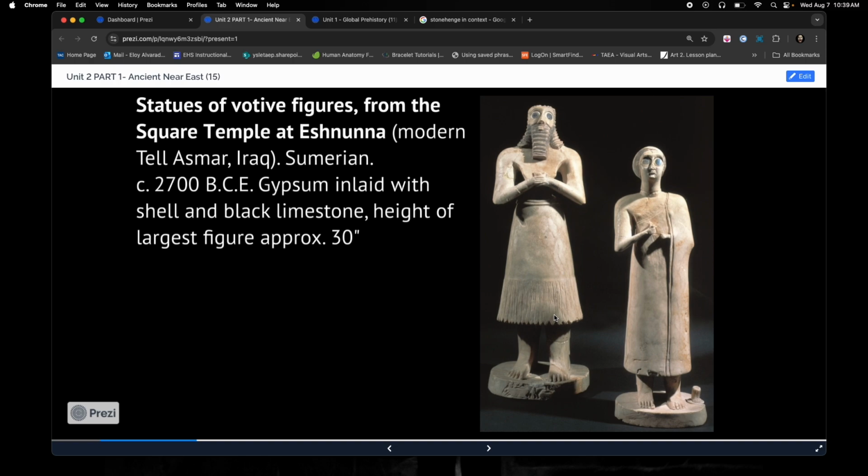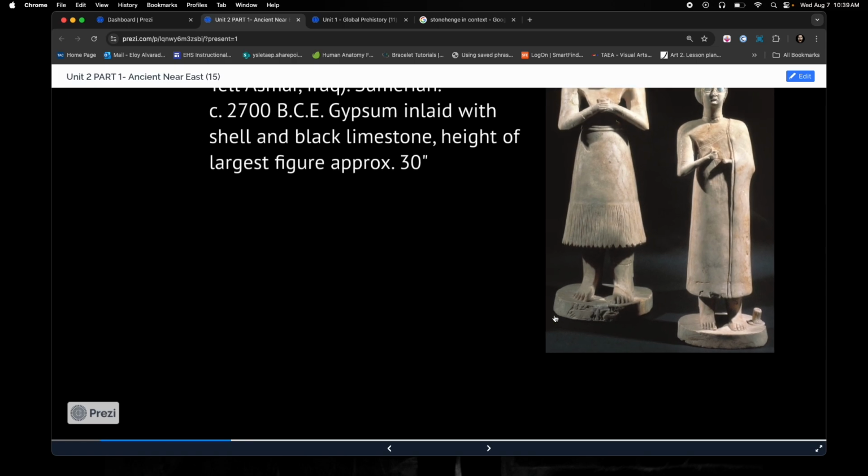Any questions about this one? It's very straightforward. Talked about the form, the function, the content. I got into the clothing and the hairstyles and the beard. I make mention of the beard because I talk about beards throughout the rest of this unit. So, any questions? All right, we're going to move on.